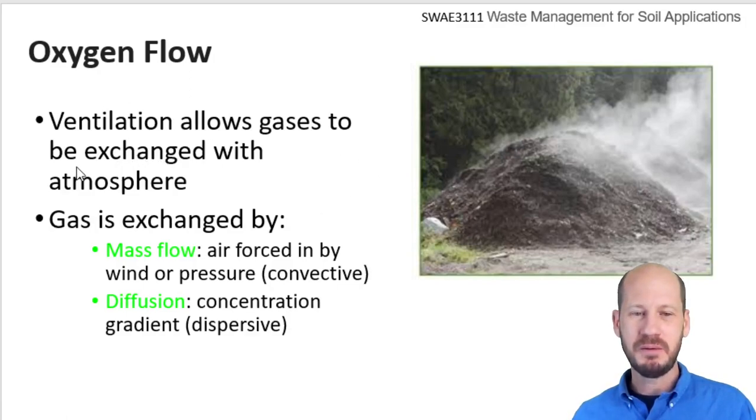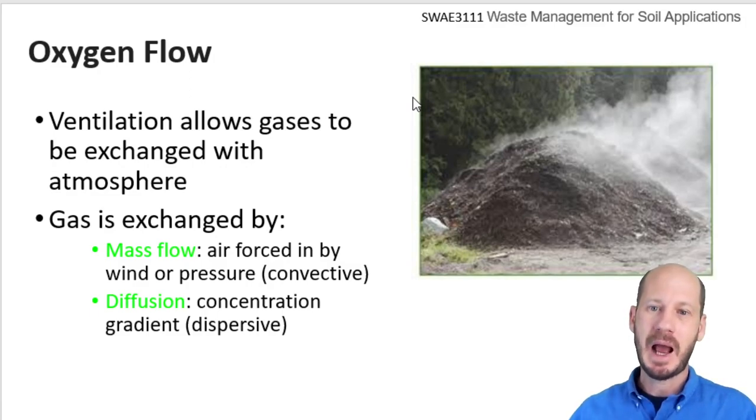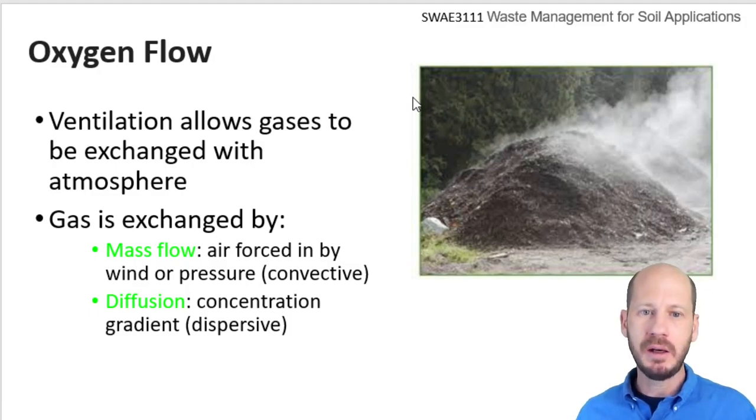All right, so some of the oxygen flow is diffusive. Some of it is convective. What do I mean by this? Diffusive and convective. We're going to talk about temperature, but during the decomposition of the organic matter, the microbes are generating heat in this compost pile. And this hot air is flowing through the compost pile and coming out of the compost pile. As it goes out, it's dragging fresh air inside. This flux of air that is a mass flow, this is what we call a convective flux. And this is very important for the speed of decomposition during the thermophilic phase.